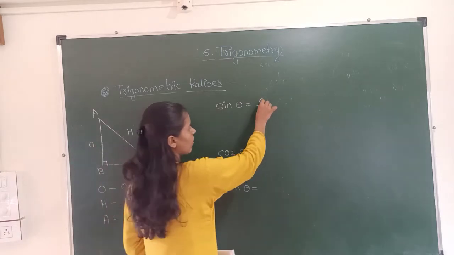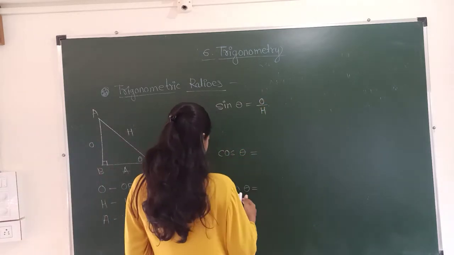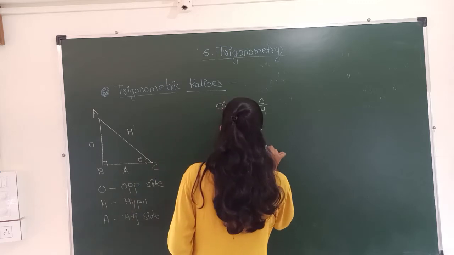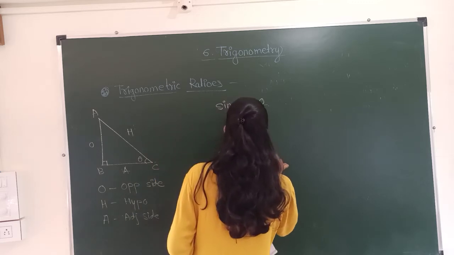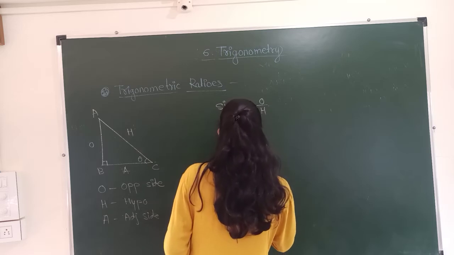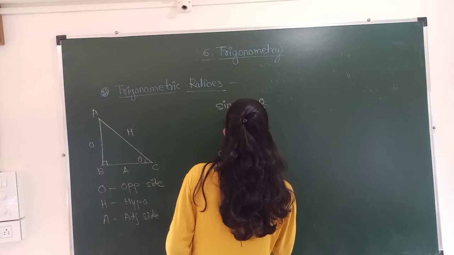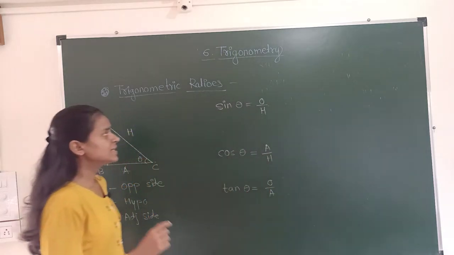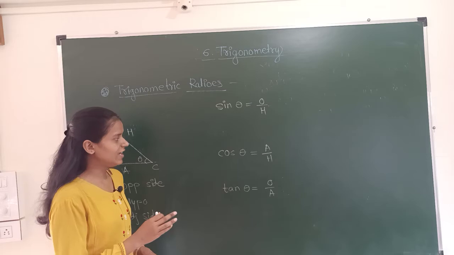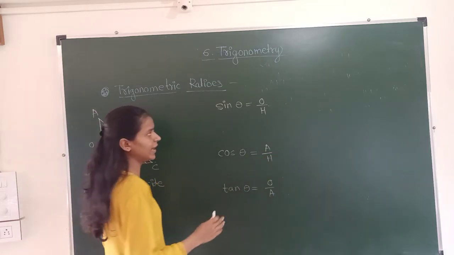Sin theta is equal to opposite side upon hypotenuse, that is O upon H. Cos theta is equal to A upon H, that is adjacent side upon hypotenuse, and tan theta is equal to O upon A, that is opposite side upon adjacent side. Okay, sin theta is equal to O upon H, cos theta is equal to A upon H and tan theta is equal to O upon A.